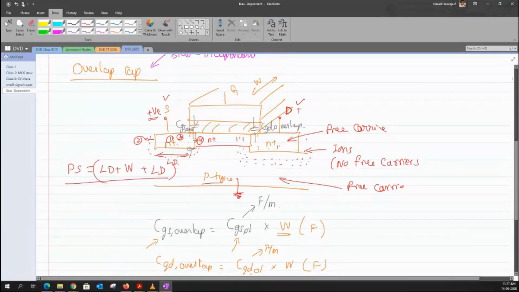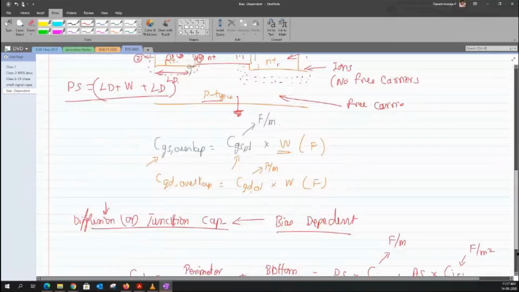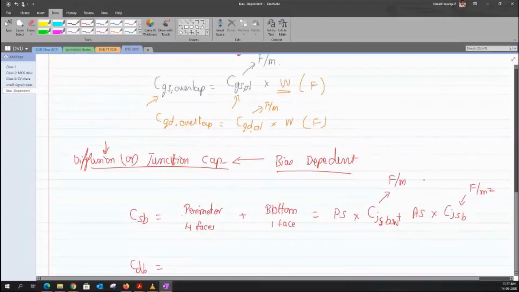Clear? This is what we are calling the perimeter. Whereas when it comes to the area, the AS can be written as just the width multiplied by the length of the diffusion. So that product of both these quantities will give us a unit which is in terms of meters square. Clear? And the perimeter is given as twice LD times the width, and this will have a unit of meter. So that when we multiply them appropriately, we end up having the diffusion capacitance in terms of farad.